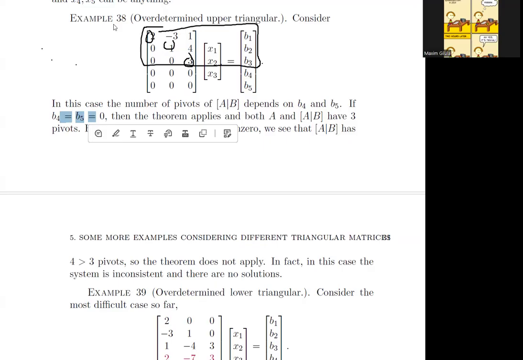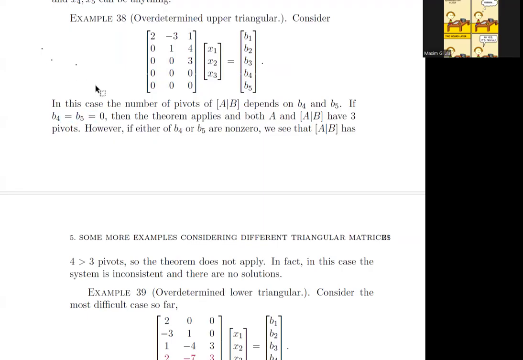So we're going to have a problem. The system's not going to be consistent, and you'll have no solutions because the number of pivots will be different. Otherwise, if B4 and B5 are 0, there will be the same number of pivots, and we'll get a unique solution.